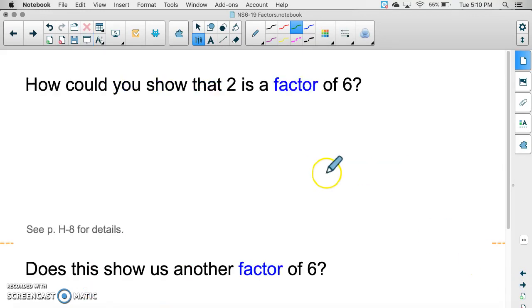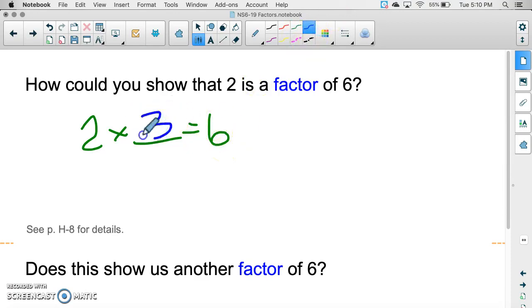So my question to you is, how can you show that 2 is a factor of 6? So 2 times what gives us 6? Can we multiply 2 by anything to get to 6? Well, yes, the answer is we can multiply 2 times 3 to get to 6. So does this show us another factor of 6 as well? Yes, we also know that 3 is a factor of 6 as well as the number 2.